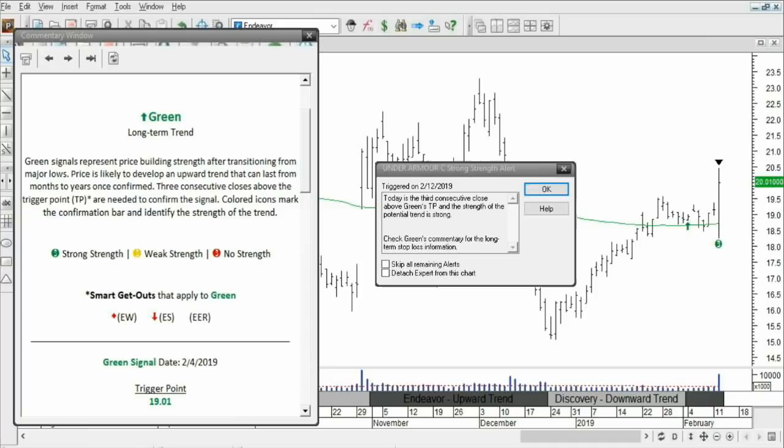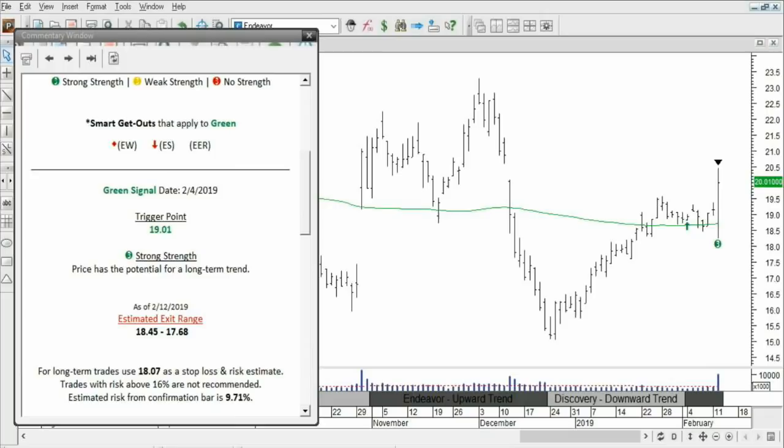Now, if we continue down in the commentary and scroll down, it also tells us that the green signal means strong strength. So now we know what kind of trend we're going to have. Let's look at our risk, which is down at the bottom of the commentary. And it says for long-term trades, use 1807 as a stop loss and risk estimate. Trades with a risk above 16% are not recommended. The estimated risk from this confirmation bar is 9.71%. Okay. Now what I'll do is mark our stop loss on the chart, which was that 1807.